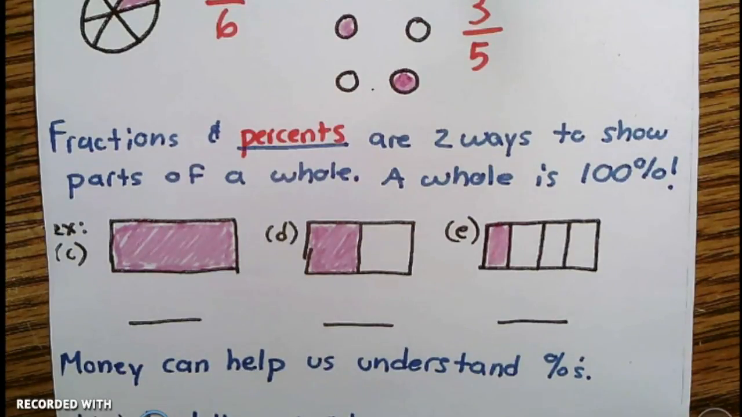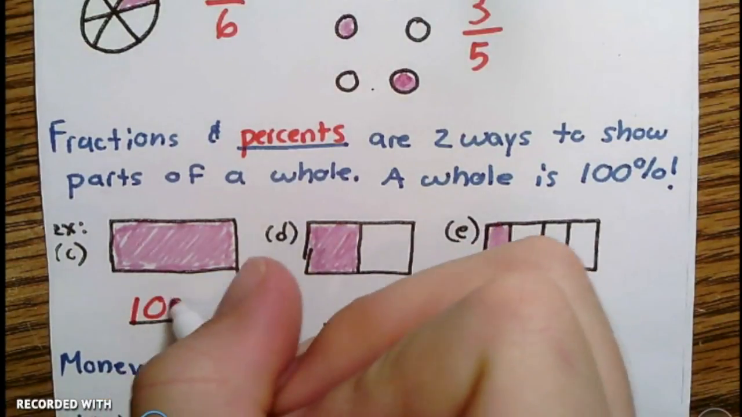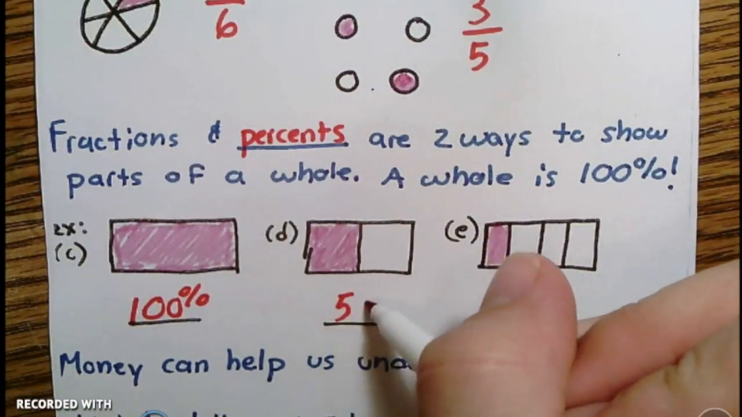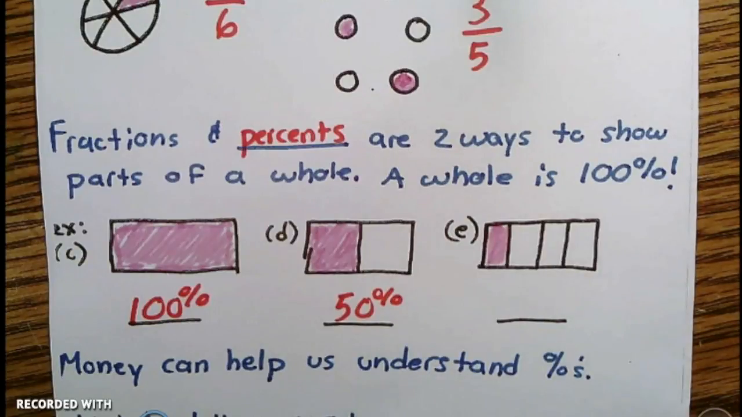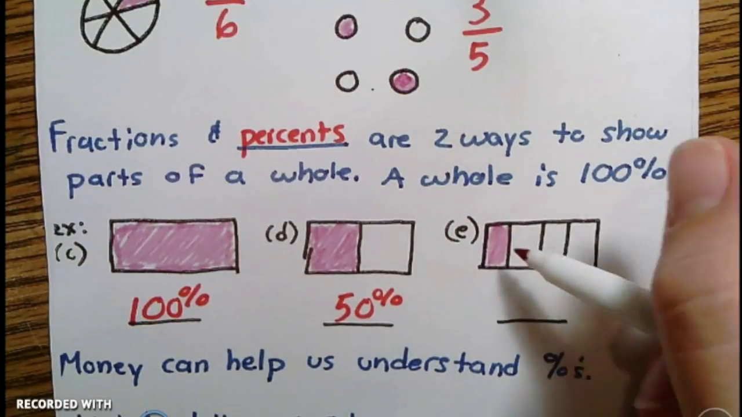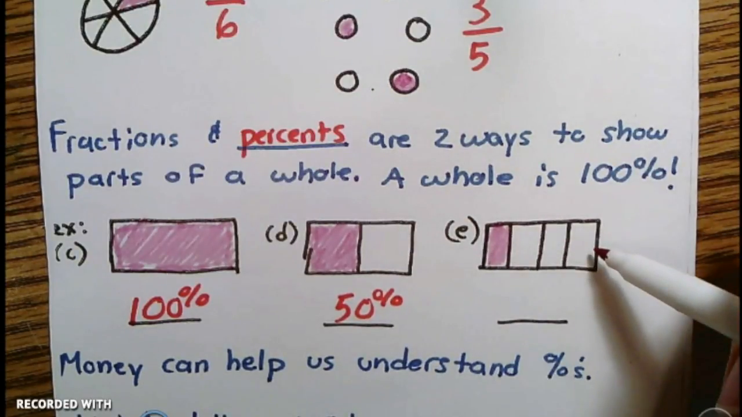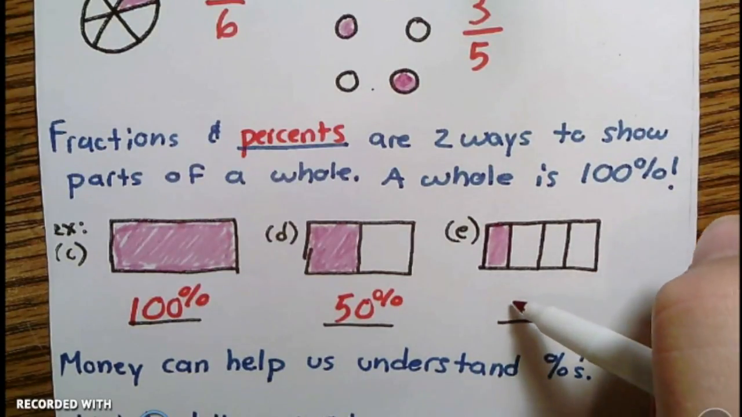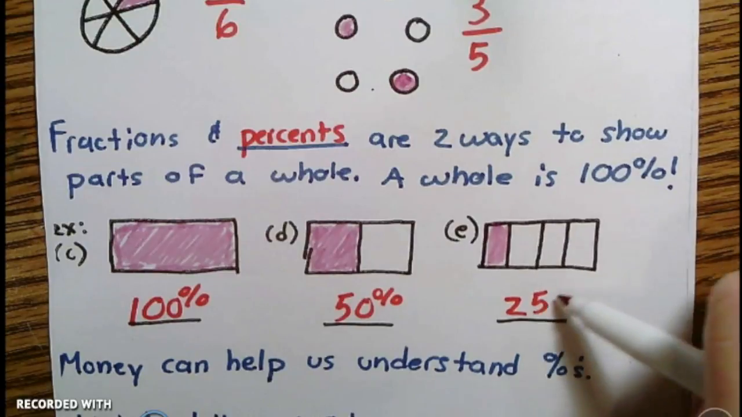Okay, fractions and percents are two ways to show parts of a whole. A whole is 100%. So for example, of this shape, if all of it is filled in, then I would say 100% is filled in. If only half of it is filled in, then I would say 50% is shaded. And in this case, if I have 1, 2, 3, 4, then each one's a quarter, and therefore a quarter of it is shaded, which is 25%.